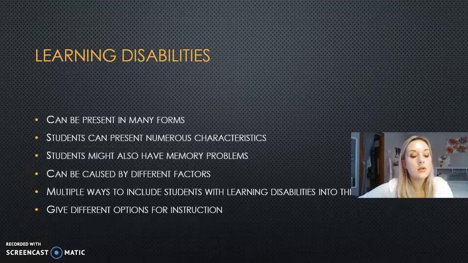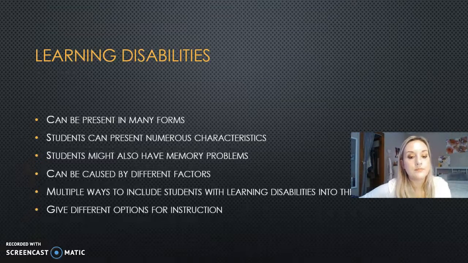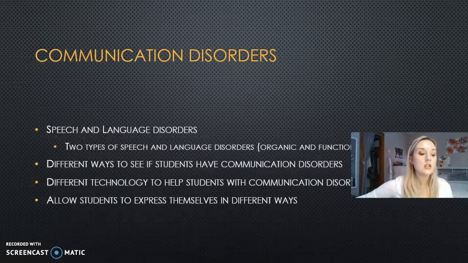Let's see. Ways that would allow for students to have the universal design for learning implemented would be to give different options for their instruction. That way, that can better fit their needs, and they can better feel like they are receiving an education, and that they will be learning if you give them different options for learning, because every student does not learn the same way. So my next slide is communication disorders.